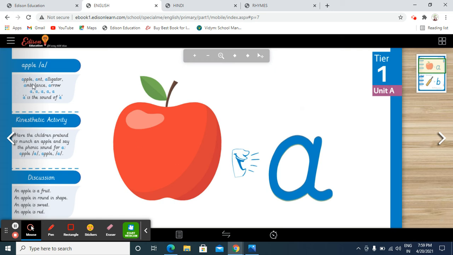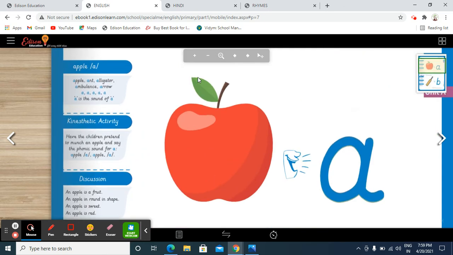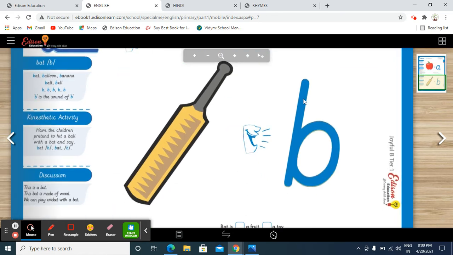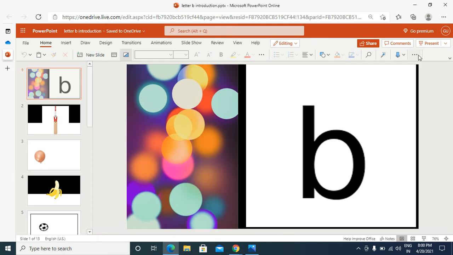We did apple, ant, alligator, ambulance, arrow. So we learned 5 objects related to letter A. Then we did letter B. Beaver, bat. This is bat. Okay, so let us see the vocabulary related to letter B.